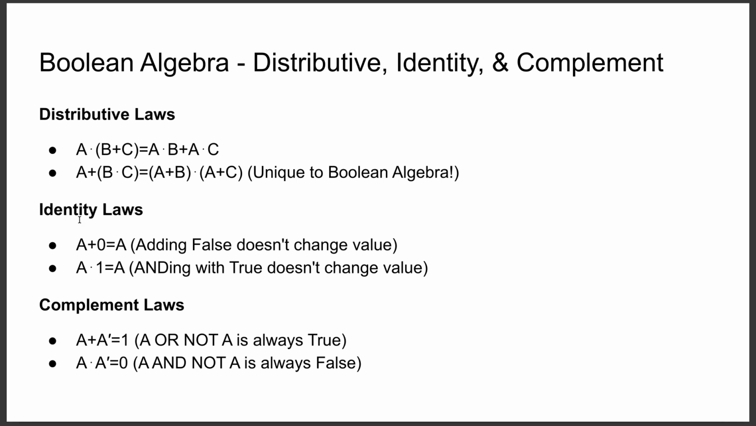The identity laws: A or 0 is equal to A. Adding false doesn't change value. A and 1 is equal to A. Anding with true doesn't change value. Complement laws: A or A prime is equal to 1. A or not A is always true.